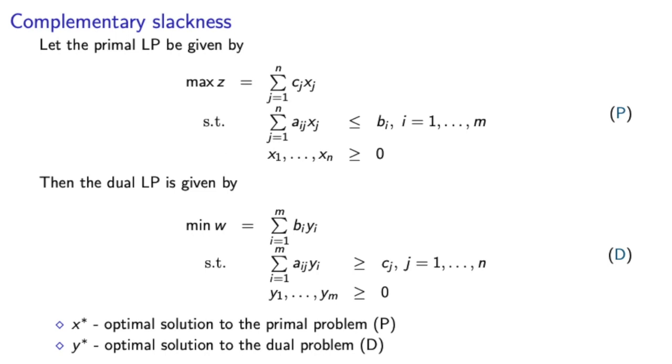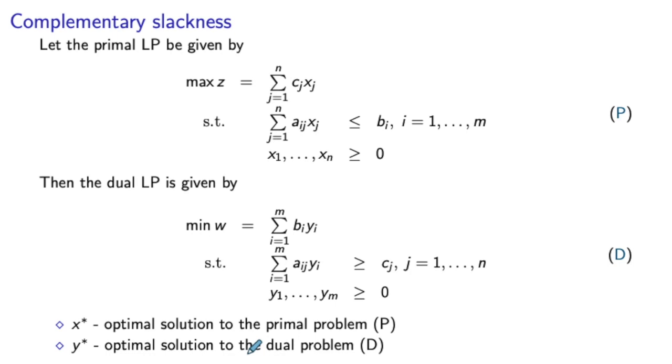We will look at the primal and dual problems in the general form, as we have done in the last several videos. So we have a primal maximization problem in the canonical form, then the dual is a minimization problem in the canonical form, and assume that X star is the optimal solution to the primal problem and Y star is the optimal solution to the dual problem.